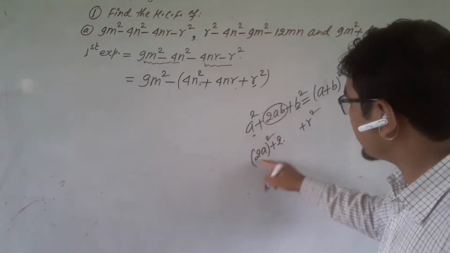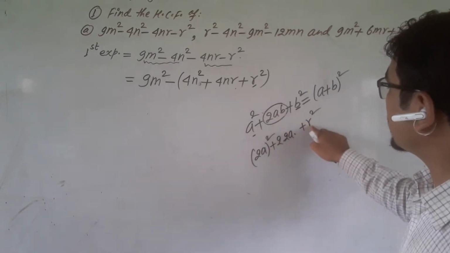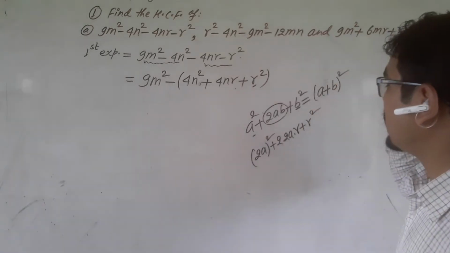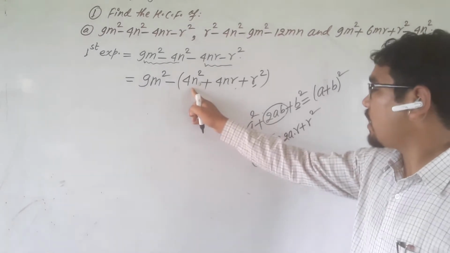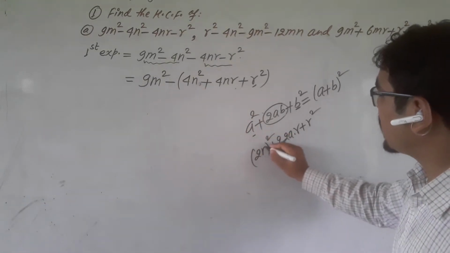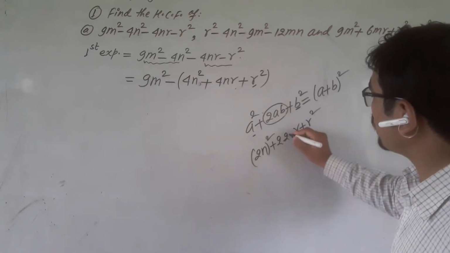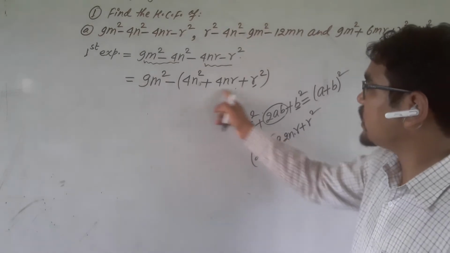Here a represents 2a, so we can write 2a here into b. B represents r, so we can write r here. Everybody check this: the 2a whole square is 4. No, here a is not, here it is n. Sorry, it is n. So here we can write 2n into r plus r square. Look at here, does this match with this or not?